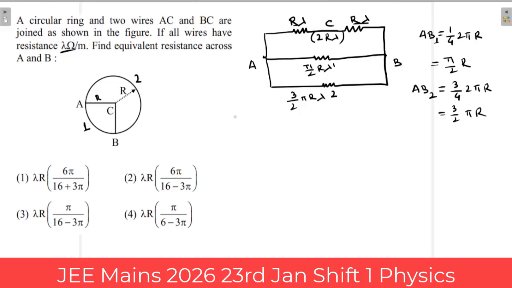Now twice r lambda, pi by 2 r lambda, and 3 by 2 pi r lambda are all in parallel. So the total equivalent resistance: 1 by r equivalent is equal to 1 by 2 r lambda plus 1 by pi by 2 r lambda plus 1 by 3 pi by 2 r lambda.